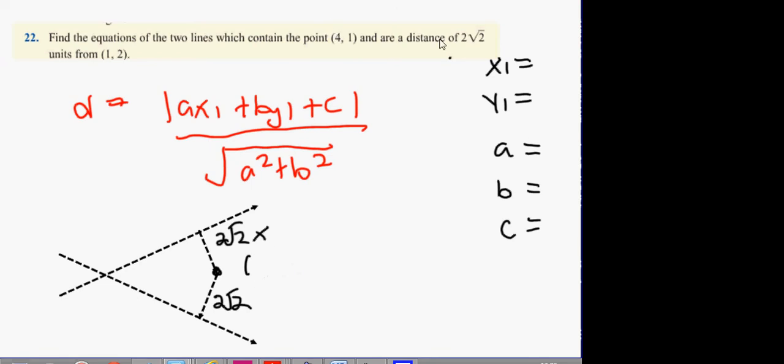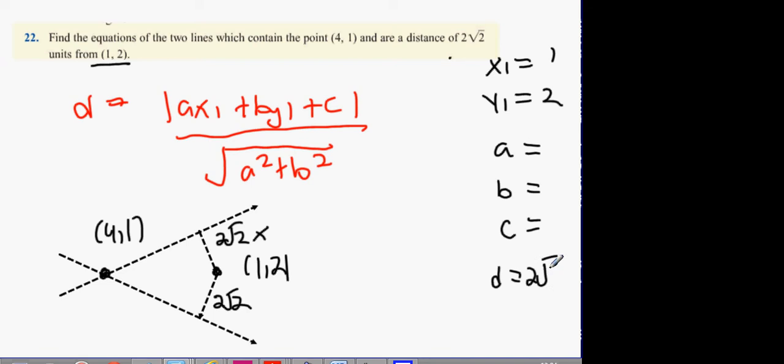Read the question. The two lines contain the point (4, 1), but this point here is not on either line. It's just a distance 2 root 2 from both lines. Does everybody get that? Yeah. Now here's what we're going to do. x1 is 1, y1 is 2. D, the distance, is 2 root 2.